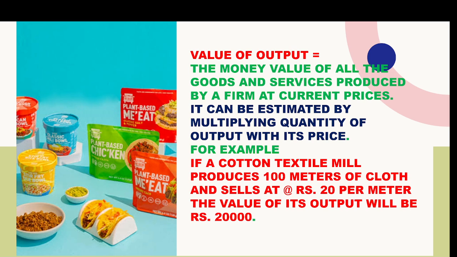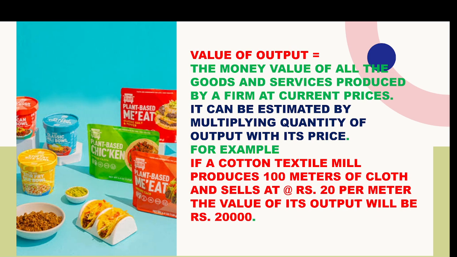what is value of output? The money value of all the goods and services produced by a firm at current prices, which is estimated by multiplying quantity of output with its price. Quantity, number, and price per unit. When we multiply both of these for each unit of the output produced, then this will be called value of output.